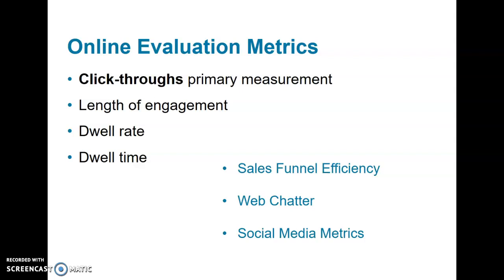Dwell rate measures the proportion of ad impressions that result in users engaging with an ad, and dwell time measures the amount of time users spend engaged with a particular ad. The sales funnel efficiency is an inverted pyramid that shows the percentage of individuals that pass to the next step in the sales process, and it can identify where a problem exists.